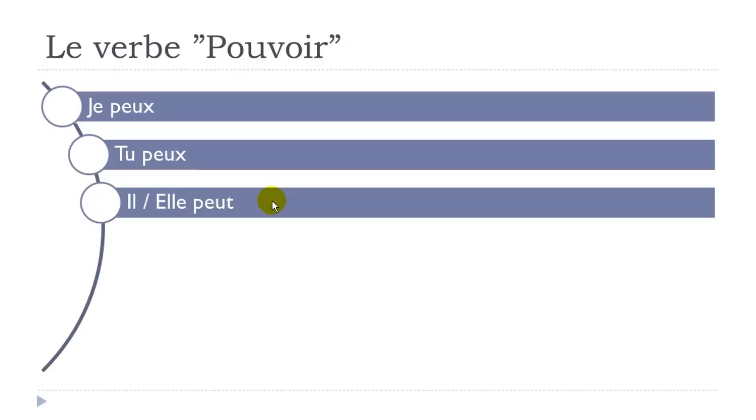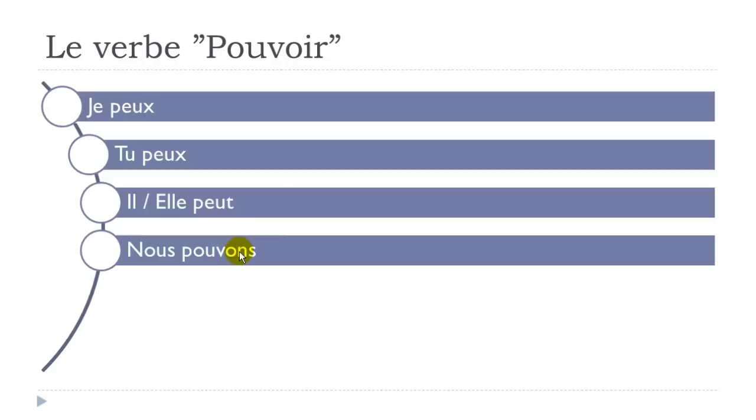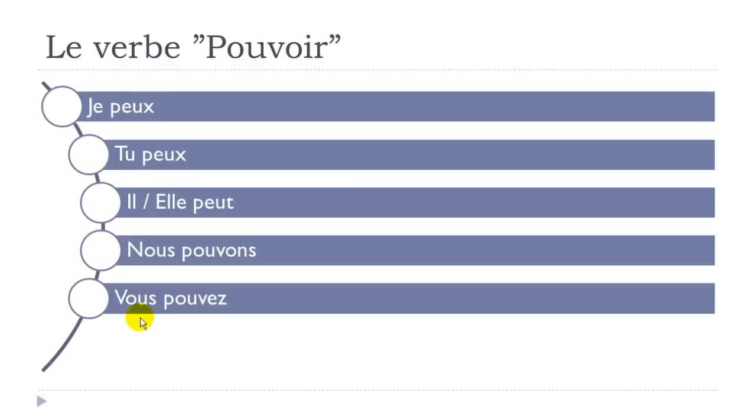So if you look carefully, you've got peu here, you've got peu here, and you've got peu here. Okay? So for the first four persons here, because there is the feminine form as well, it's the same phonetical form. It's peu. Okay? And then nous. So a classic ending for nous, this ONS ending. Nous pouvons. Okay, you don't pronounce the final S. Nous pouvons. Then, vous pouvez.